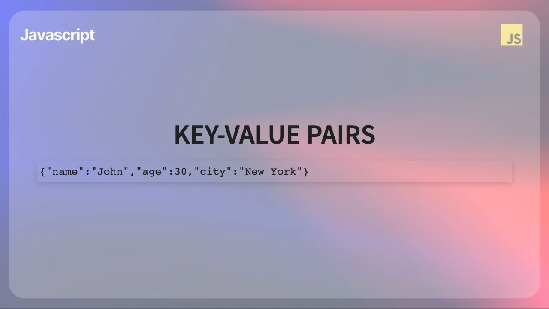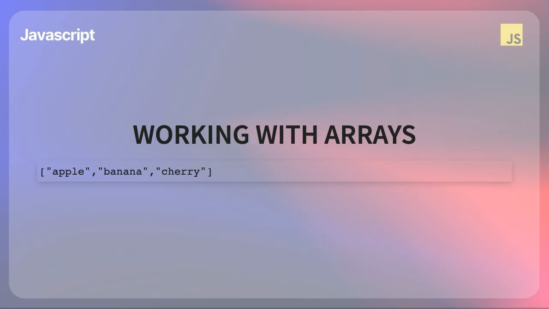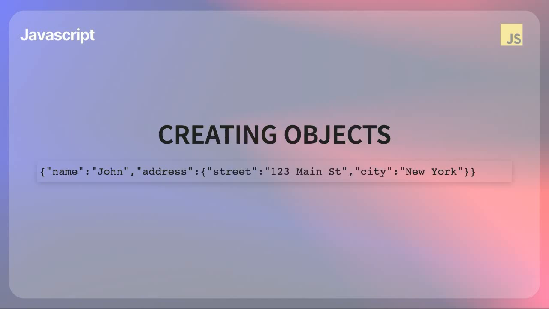Let's take a closer look at the JSON syntax. It consists of key-value pairs, arrays, and objects. In addition to key-value pairs, JSON also supports arrays. These are ordered collections of values. JSON objects are collections of key-value pairs. They can be used to represent complex data structures.